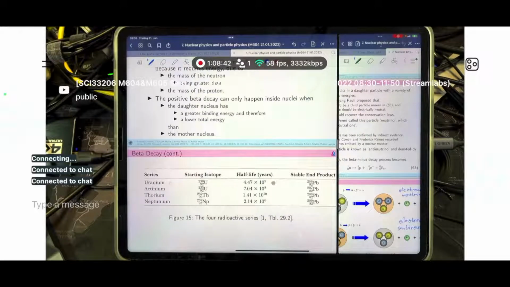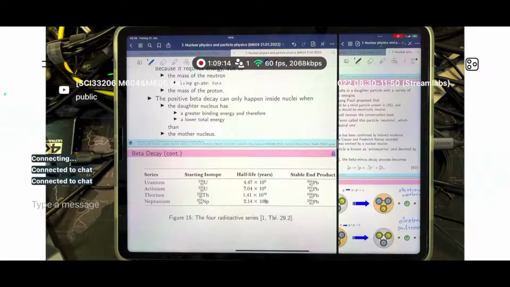Okay, the half-life of uranium. You have 2 kilograms of uranium. Once the time goes by 4.47 thousand million years, you will have only 1 kilogram of uranium. Half of the initial element disappears. Actinium has a shorter half-life, around 704 million years, but thorium is even longer than uranium 238.